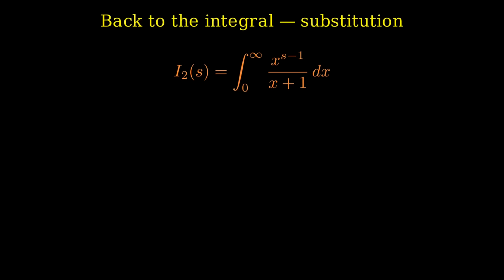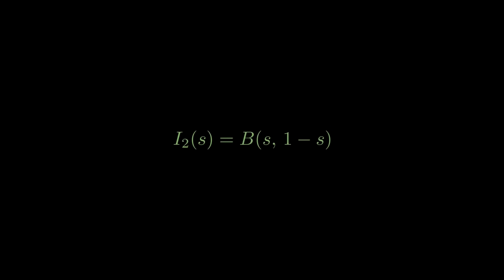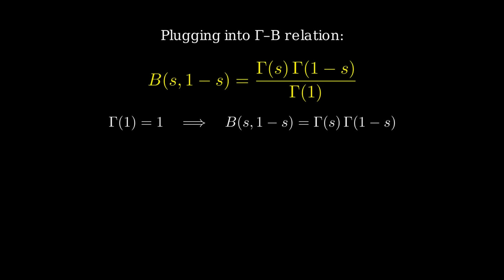Back to the integral, we do our substitution, do some rearranging and cancelling, and we get an integral that looks a little strange. It looks like the beta function. z1 would be s, and z2 minus 1 equals negative s, therefore we have a beta function in terms of the real component of s and 1 minus the real component of s. Plugging this into our gamma function and beta function relation, we get gamma of s times gamma of 1 minus s, all divided by gamma of 1.